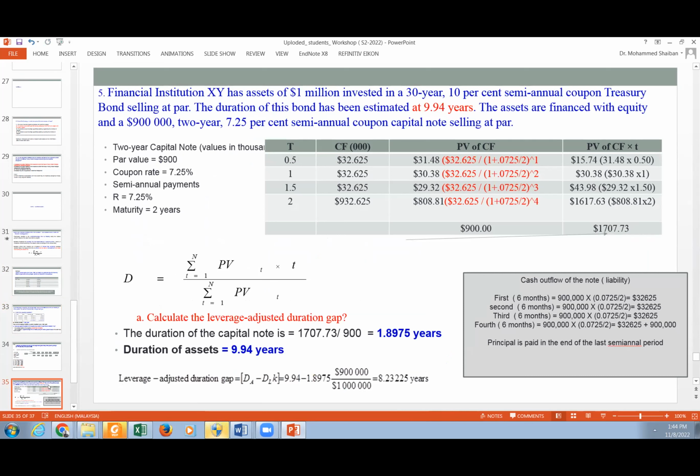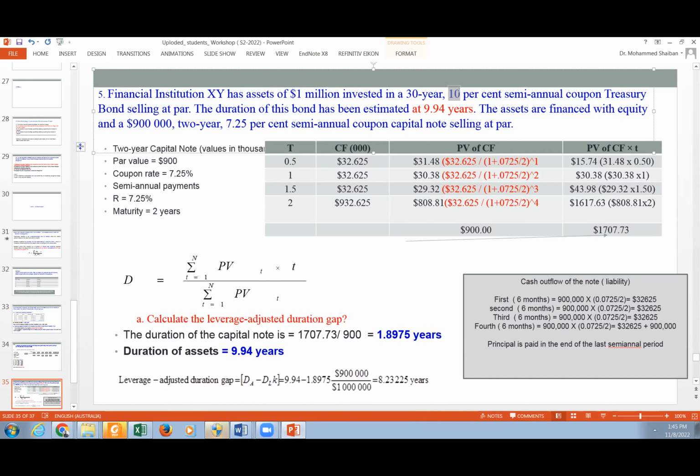Now, this is a full question because this question will ask me to calculate the duration of the assets and the duration of the liabilities and to get the change in equity. Look at this. Financial institution XY has assets of 1 million. That's okay. Invested in 30-year 10% Treasury. Common treasury, the board selling at par, which means I am talking about the 10%. This is the discount rate. I will use the 10%. If it is selling at par, which means the coupon rate is equal to the interest rate in the market or the discount rate. The duration of this bond has been estimated.